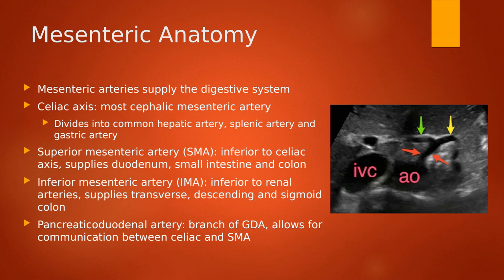And then we also kind of have this other accessory mesenteric artery. It's going to be our pancreaticoduodenal artery, and it's going to feed exactly what the name says. So it's actually a branch of the gastroduodenal artery, and it's going to allow for communication between the celiac and the SMA. That's kind of showing how that collateralization of our abdominal vasculature works, right? We have these little arteries that can communicate between each other.